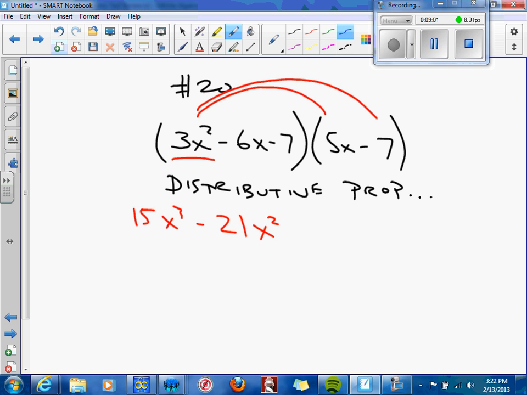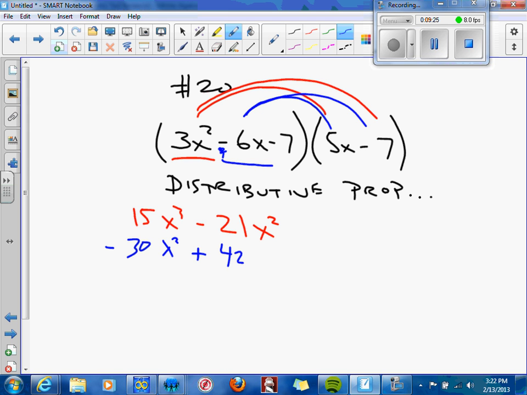You can see Bronstein, where'd you go? Okay, next I'm going to distribute this negative 6. Go ahead and multiply it to this and that. So, negative times a positive is negative, and 6 times 5 is negative 30. X times x is x squared. Then we have negative 6 times a negative 7. That's going to make a positive 42.